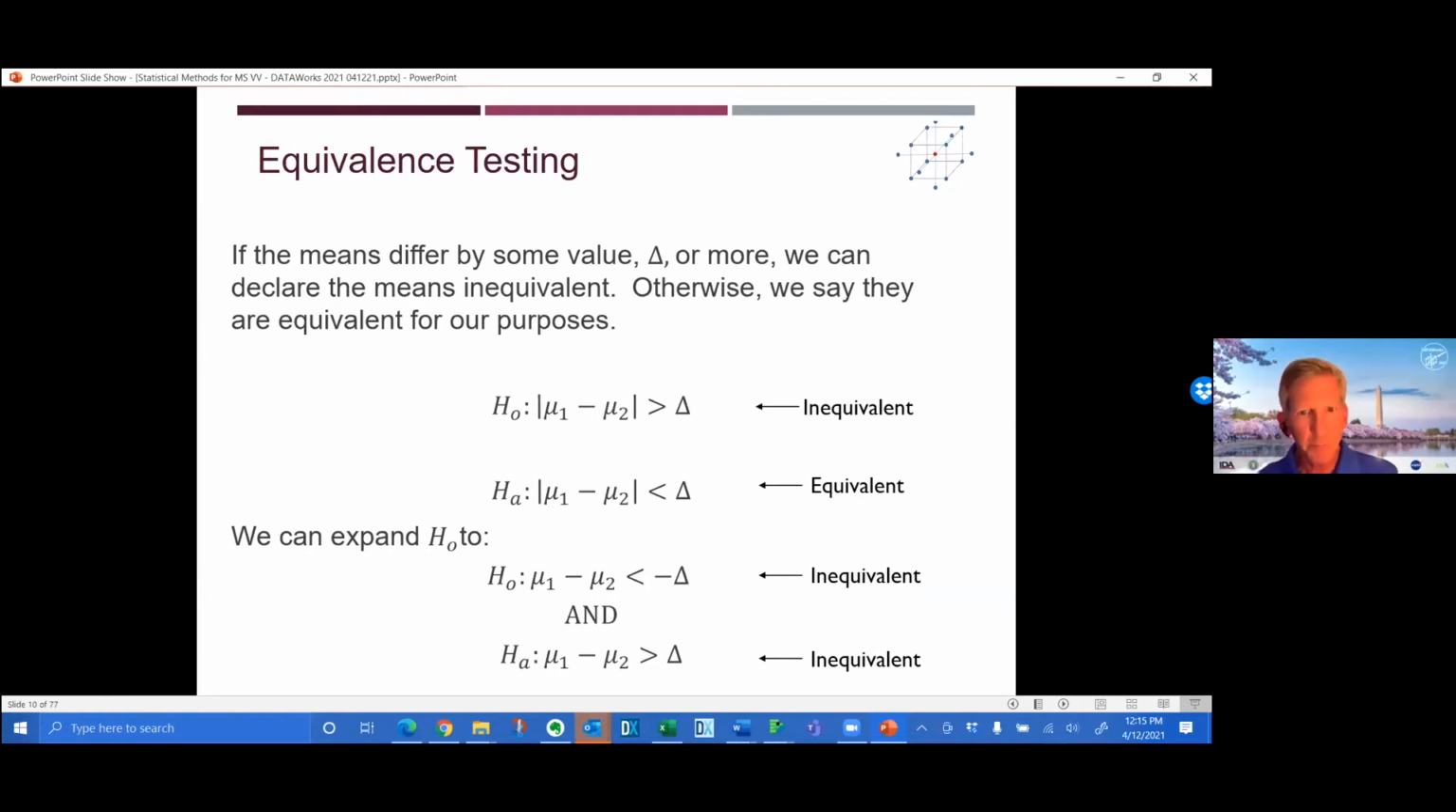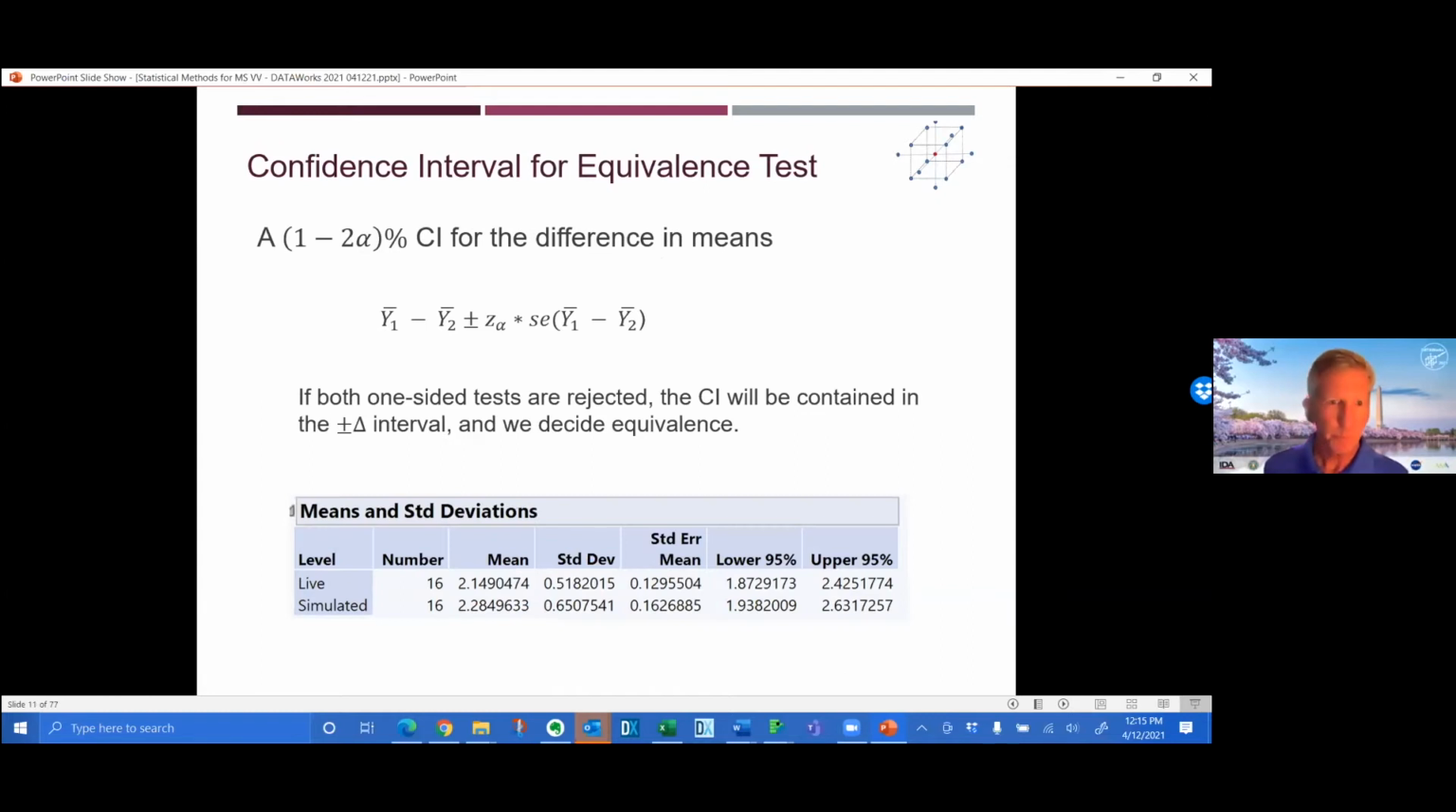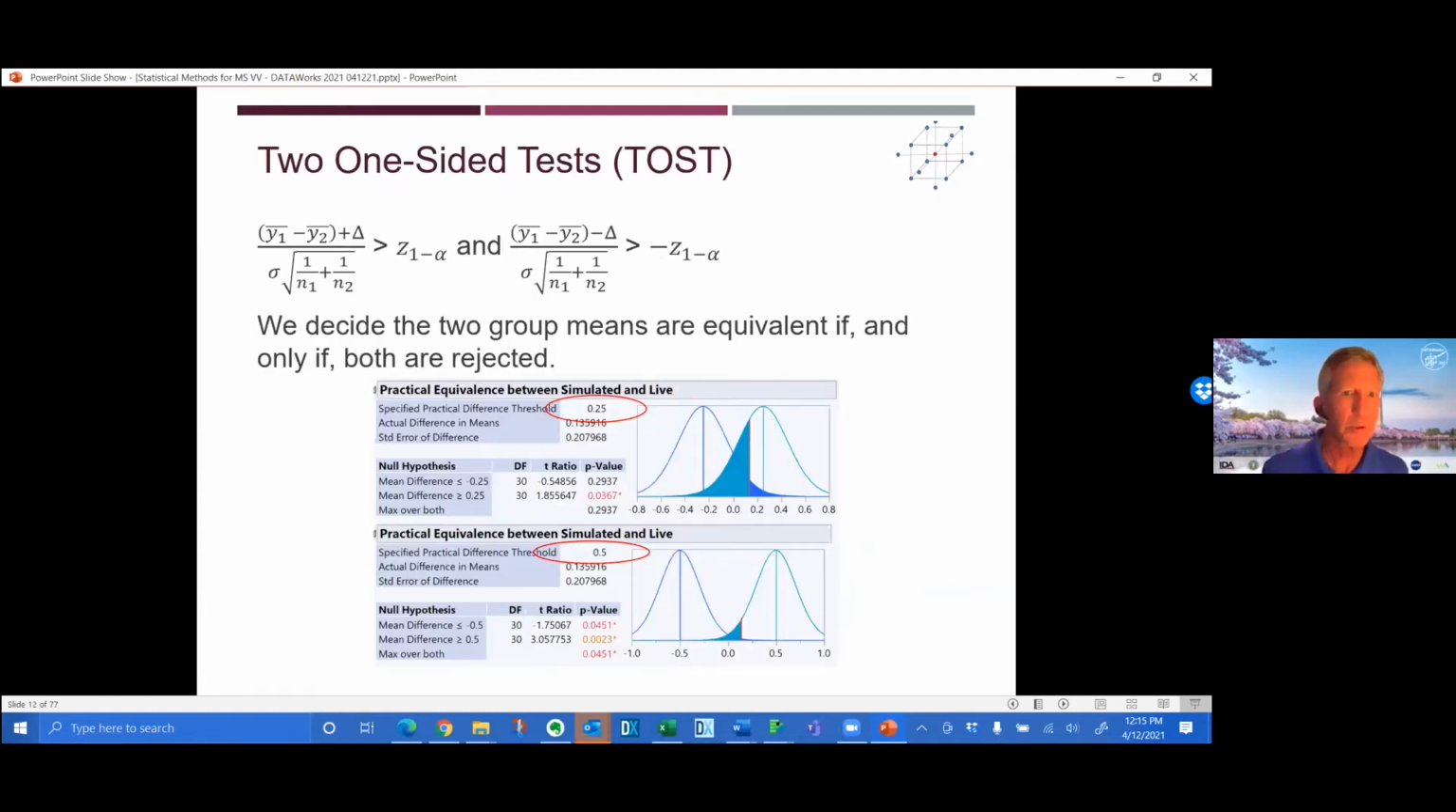0 is perfect, right, in terms of equivalence, but we can deviate, and we should, from 0 and come up with some notional delta that we can allow for and still call equivalent. And the more common approach, at least what's currently used, is this two one-sided test, or TOST. Jim's going to get into a little more advanced method going forward, but basically it's available in standard software. These are screenshots from JMP.